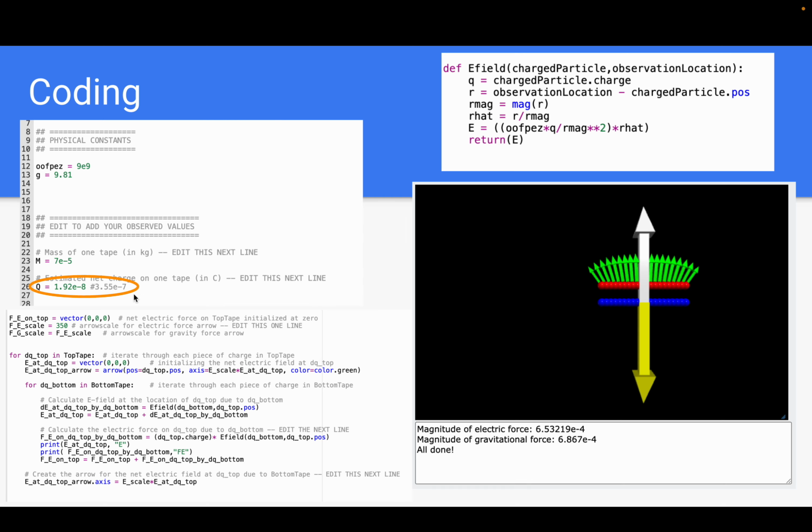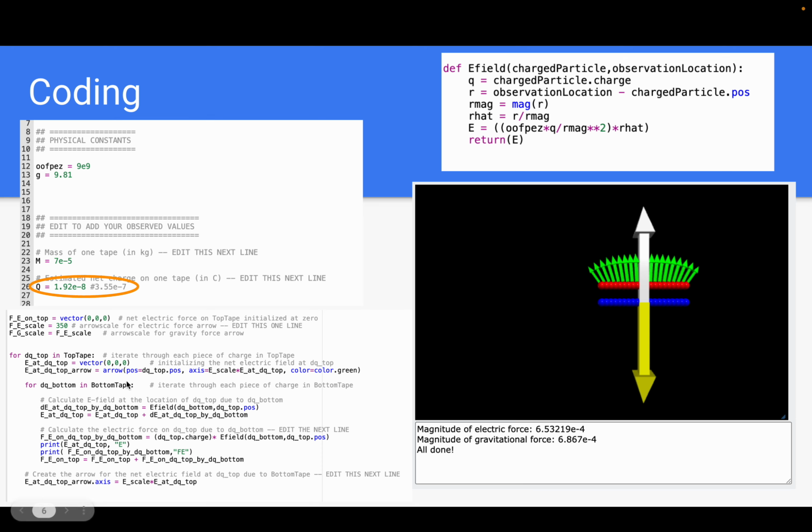So in the coding portion, we can see here that 3.55 times 10 to the negative 7 was used. However, when doing the modeling, it displayed that the magnitude of electric and gravitational forces were not equal at all. And so using guess and check, we found that this charge, 1.92 times 10 to the negative 8, was more representative of an equal magnitude of electric force and gravitational force, as can be seen in this model.